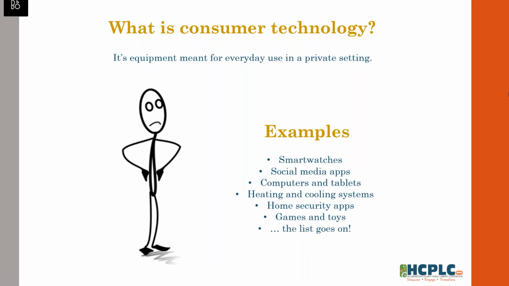There's also home security apps. So you've probably heard of Ring, things like that. Those are consumer technology. And of course, another obvious one, games and toys. And the list just goes on and on. There are so many different types of consumer technology that exist out there.